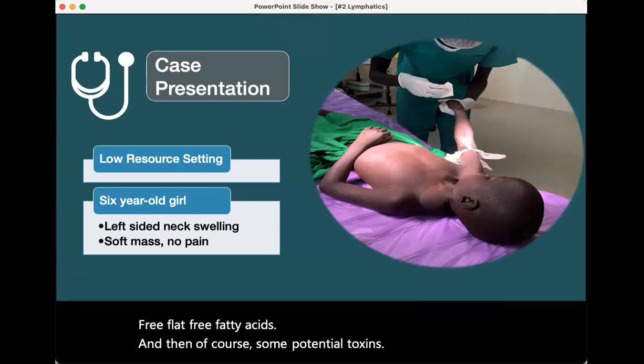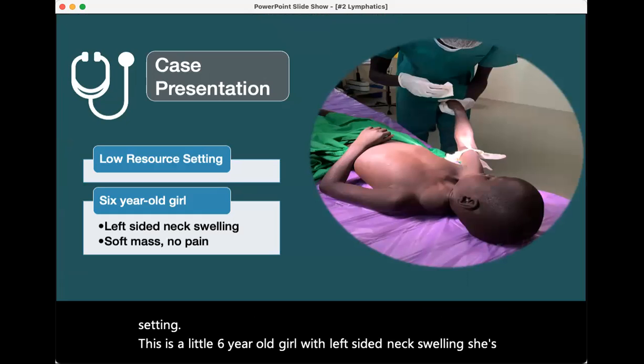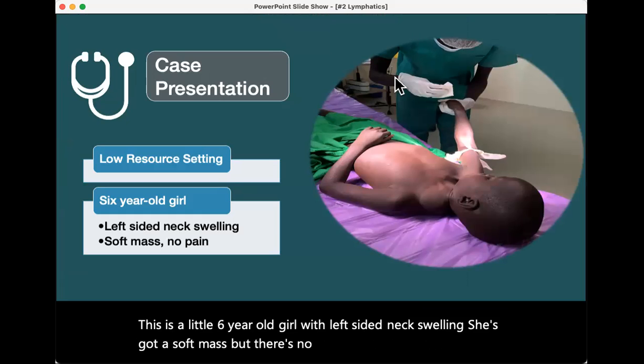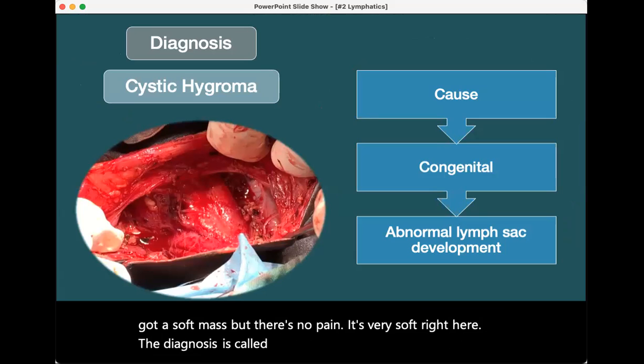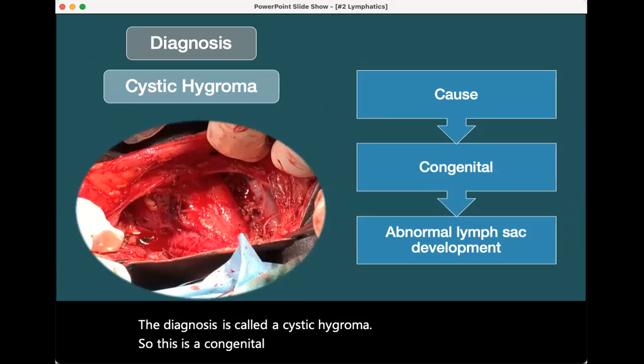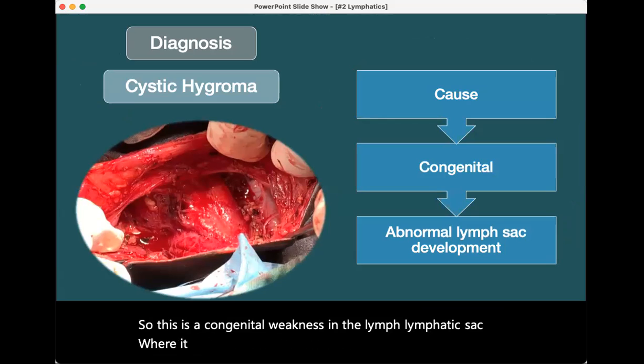Okay, let's do a case presentation. This is in a low resource setting. This is a little 6-year-old girl with left-sided neck swelling. She's got a soft mass, but there's no pain. It's very soft. Right here. The diagnosis is called a cystic hygroma. So this is a congenital weakness in the lymphatic sac where it dumps the lymphatic fluid into that thoracic duct on the left side.